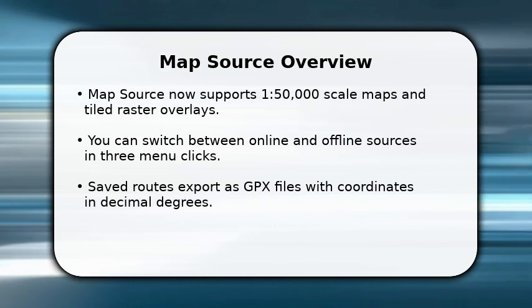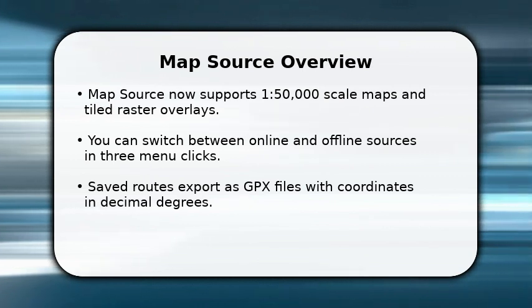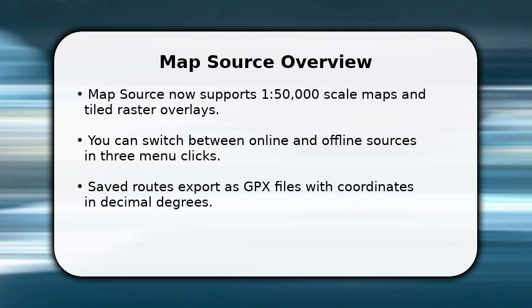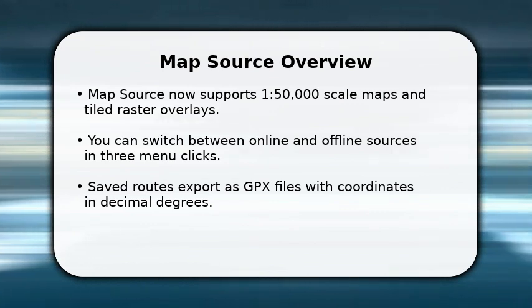Switching sources takes 3 clicks and preserves your viewport and zoom level. Saved routes export in GPX format with coordinates in decimal degrees by default. AutoSync stores recent maps locally for faster access when offline. Keyboard shortcuts let you pan, zoom, and measure distances quickly.